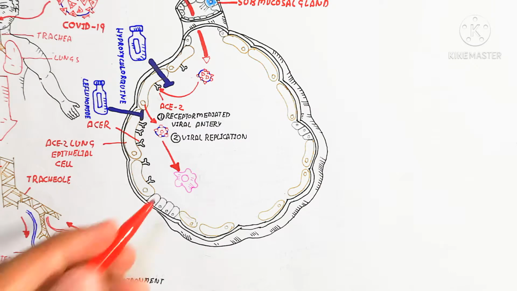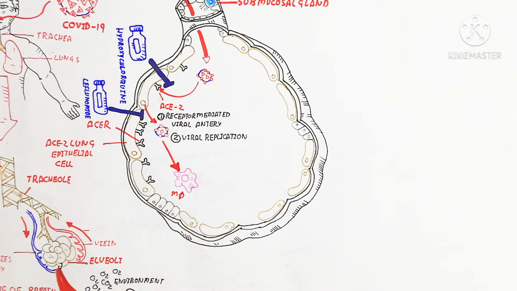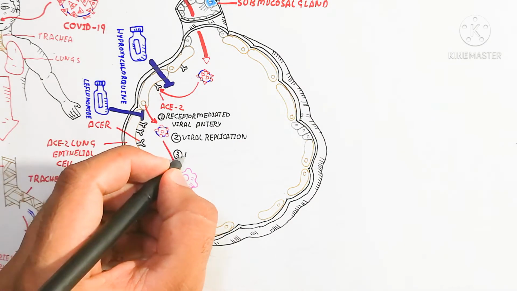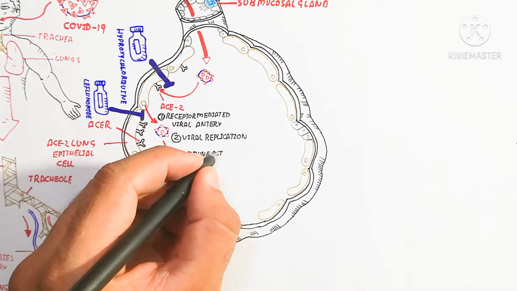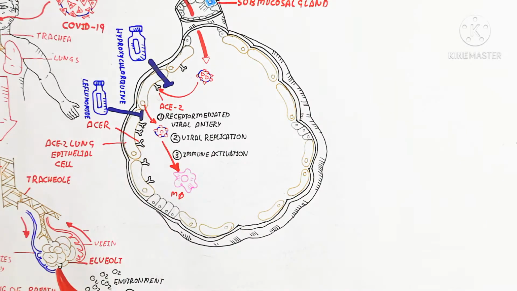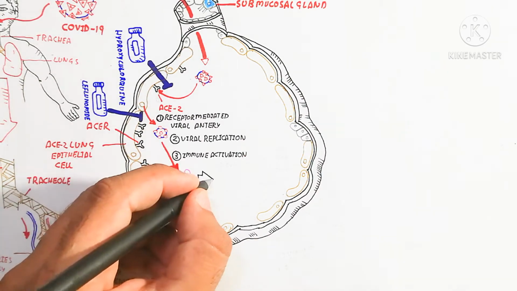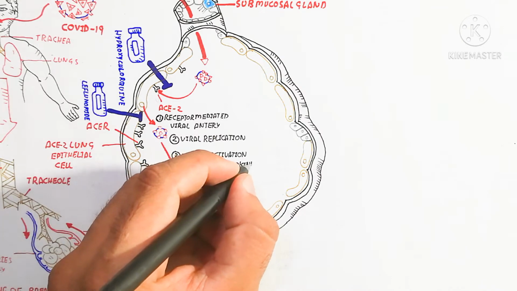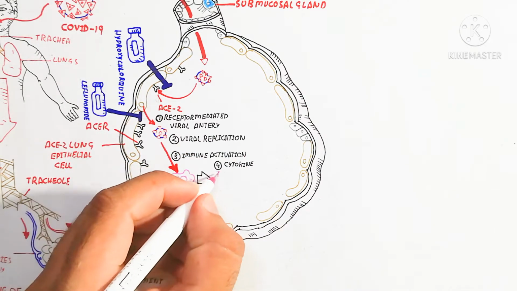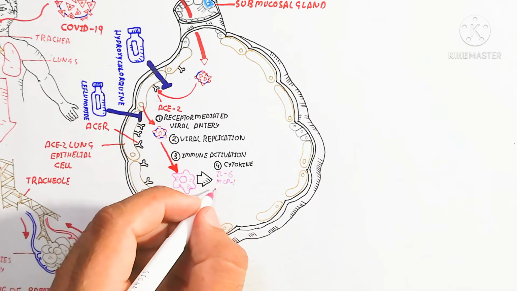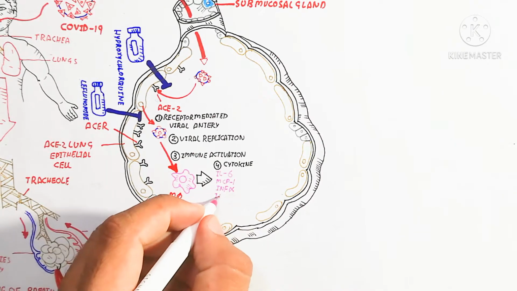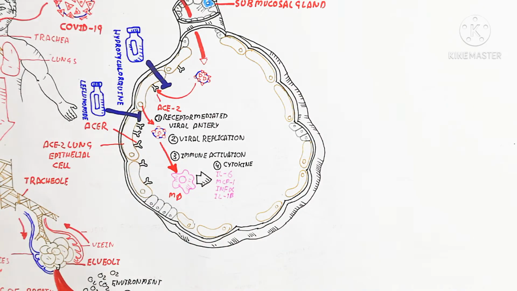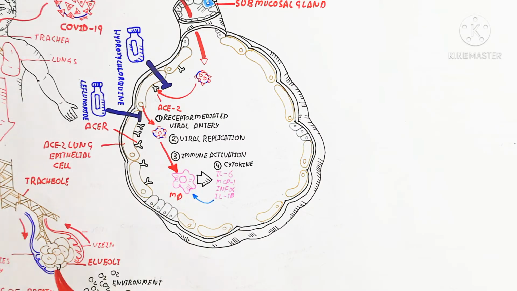These cells produce the surfactant, and the surfactant is important for breathing. Without surfactant, there is shortness of breath and the breathing mechanism is not clear. That is basically viral replication and immune cell activation. In immune cell activation, first of all macrophages are activated and produce interleukin 6, MCP1, interferon gamma, and interleukin 1 beta.